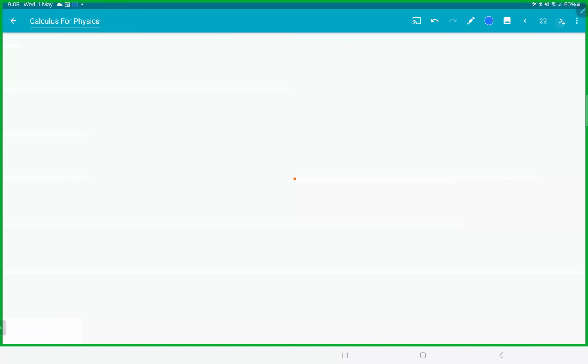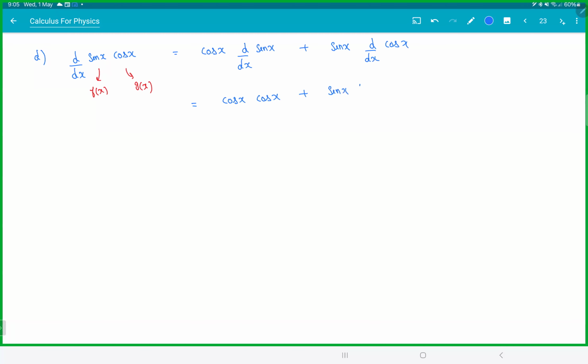Let's see the third one, the d part. dy/dx of sin x cos x. So let this be f of x. Let this be g of x. Then apply the formula: cos x d by dx of sin x, and then you have sin x d by dx of cos x. So when you differentiate one, don't differentiate the other. The differential of sin x is cos x. The differential of cos x is minus sin x.